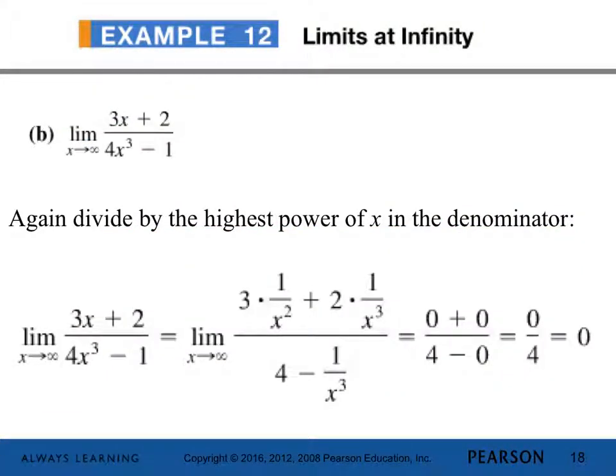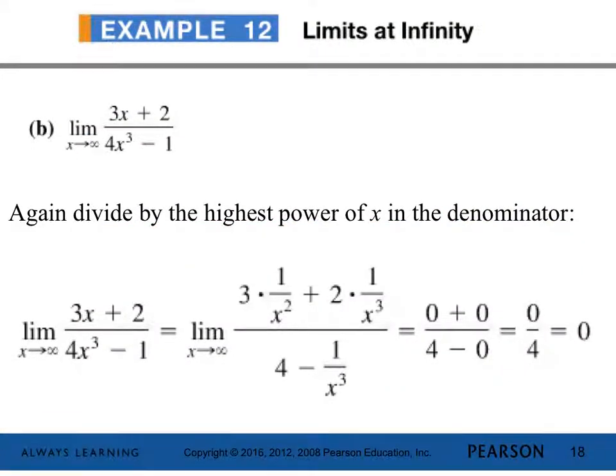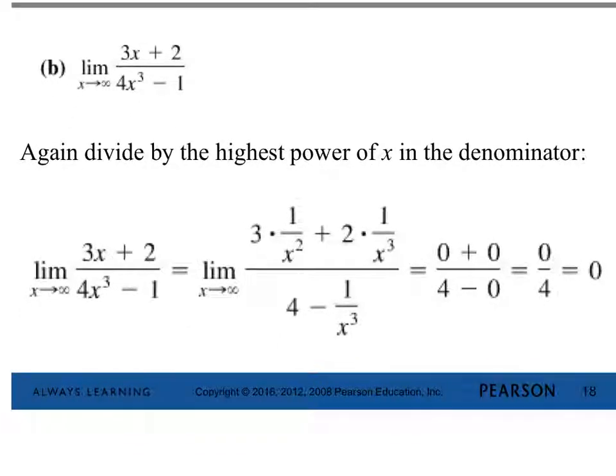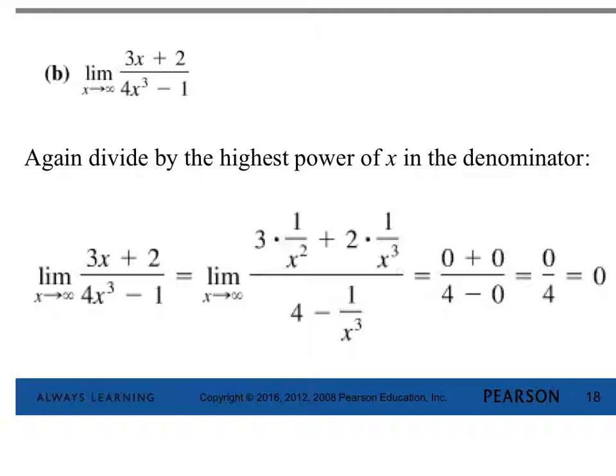So let's look at another one. So here again, we have 3x plus 2 over 4x cubed minus 1, which is a rational function. And we're not worried about where the denominator is going to be undefined because we're letting x increase without bound. So we're just going to let x get really big. And again, we're going to divide by the highest power of x in the denominator. And the highest power of x in the denominator is x cubed.